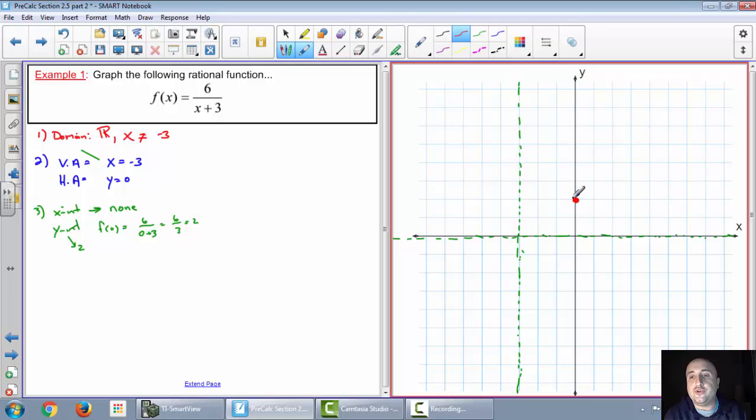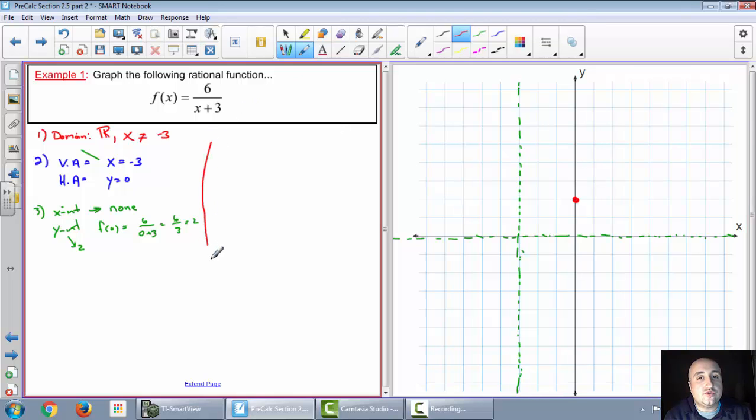Okay, now what we need to do is we need to test some points. And the test zones are between the x-intercepts and the vertical asymptotes. Well, we don't have any x-intercepts, so we don't need to worry about those. But we do have a vertical asymptote, so we need to test some points to the left and to the right of this vertical asymptote. Okay, so we're going to use the right-hand side here to do that. All right, so let's see here.